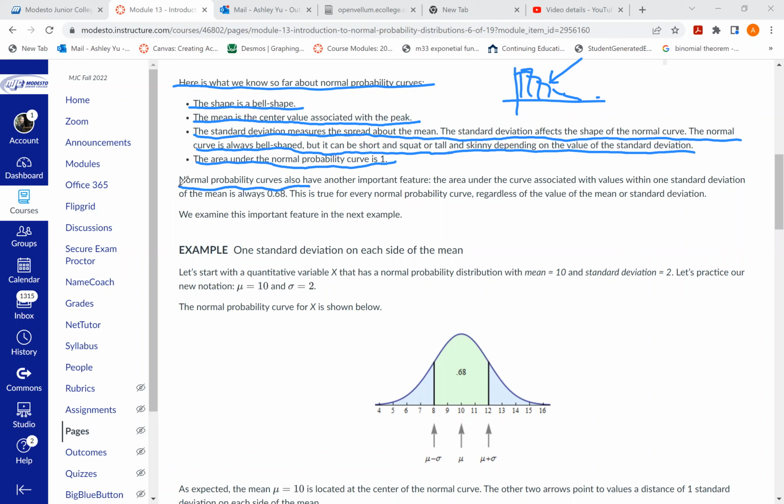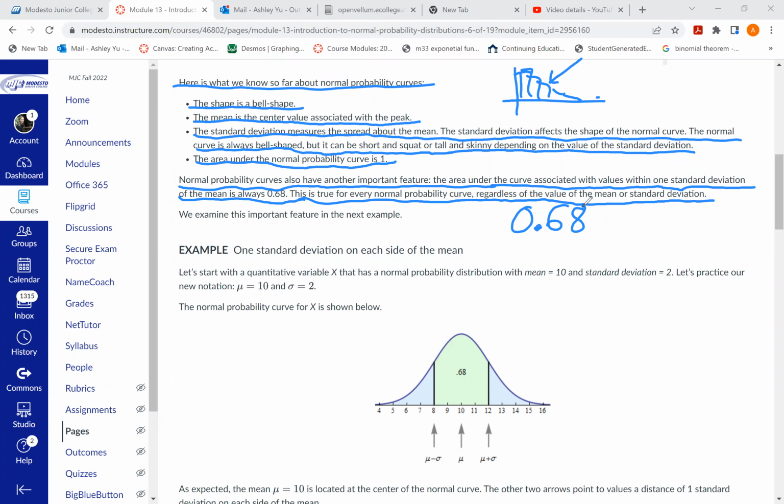Normal probability curves also have another important feature. The area under the curve associated with values within 1 standard deviation of the mean is always 0.68. This is true for every normal probability curve, regardless of the value of the mean or standard deviation. So I guess this 0.68 is just a constant value that is associated with these things. That's always the area under the curve associated with values within 1 standard deviation of the mean.